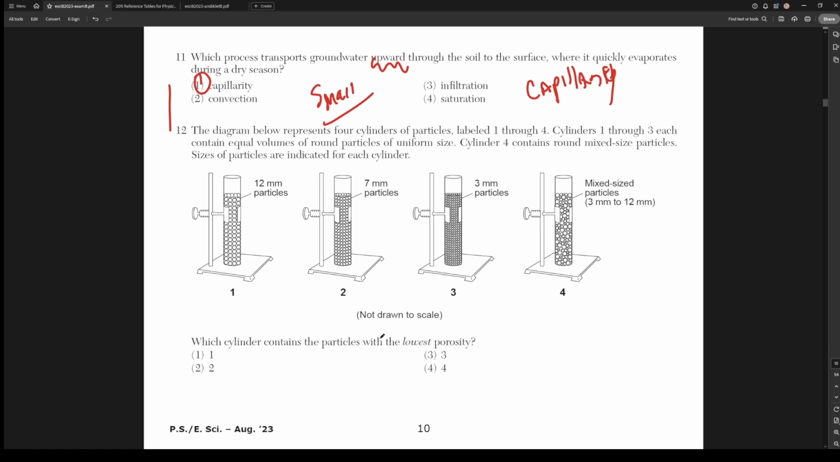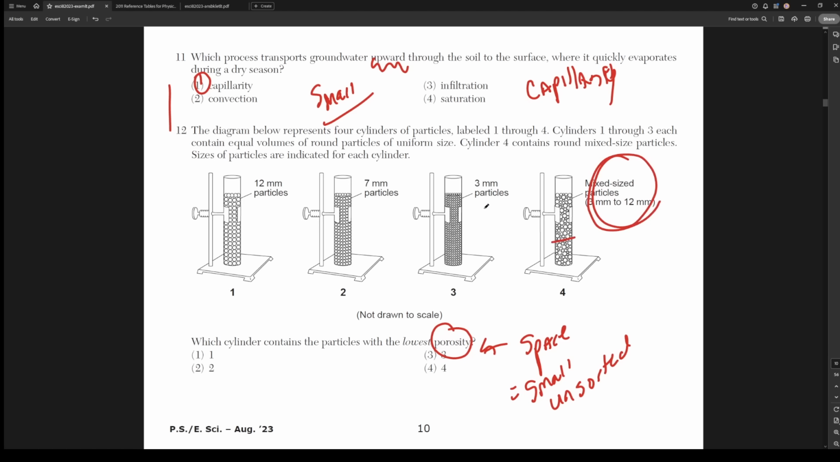Which cylinder contains the particles with the lowest porosity? Porosity is the space. So we need small particles, or we need unsorted. That's going to create the lowest amount of space. So this one's good, or the 3 millimeter particles. So the best one here is going to be the unsorted. Think about it like the most water gets stuck in between them. So that's going to be 4.